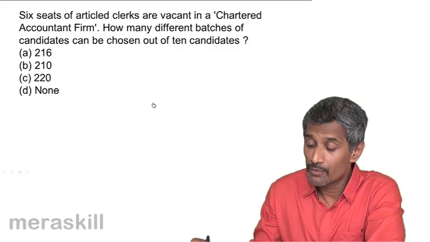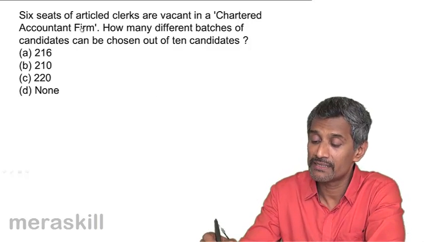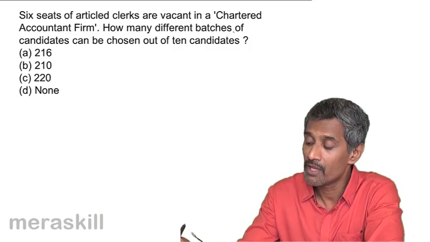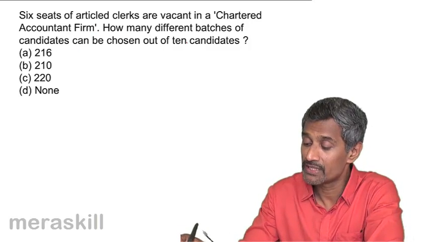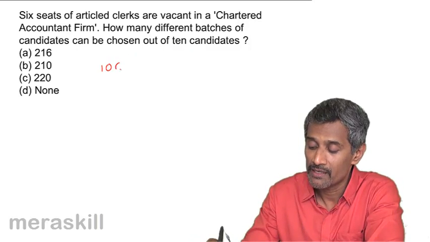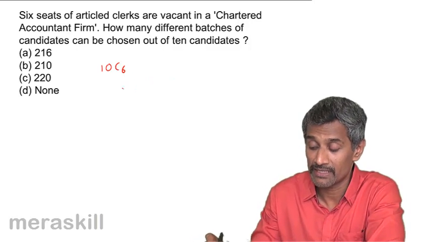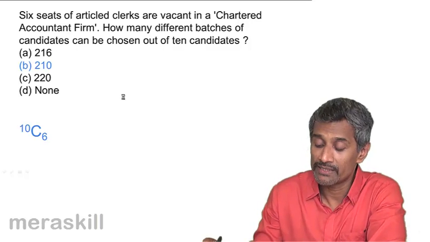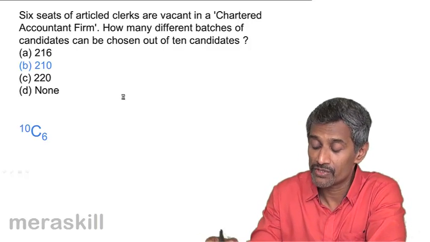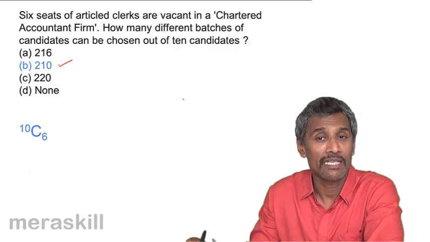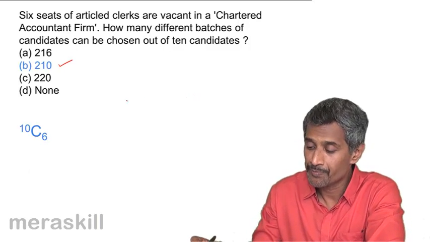Further ahead, we have cases: 6 seats of article clerks are vacant in a chartered accountant firm. How many different batches? So 6 seats are available out of 10. So the answer is going to be 10C6 because you need to select 6 out of 10. If you calculate that, it works out to 210, which is what we get over here.